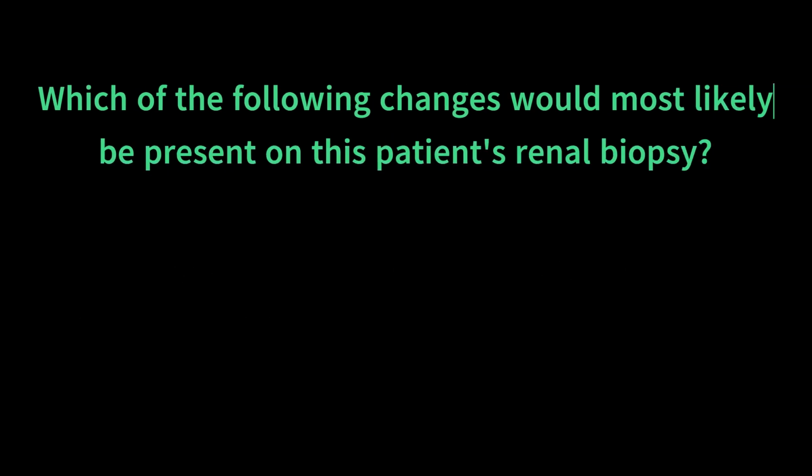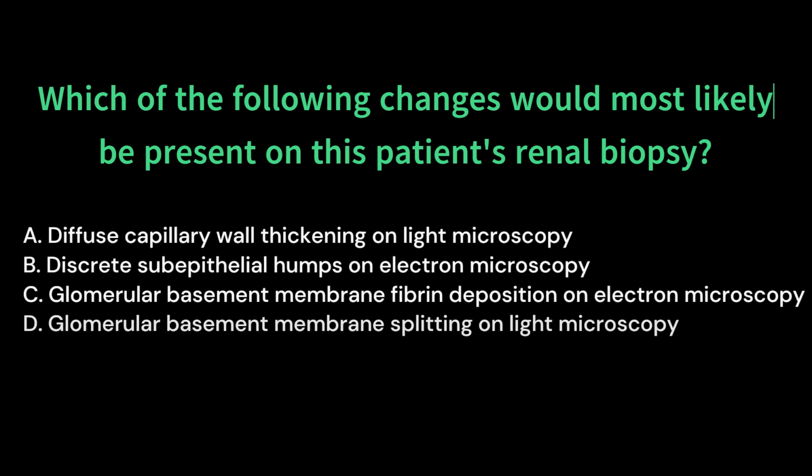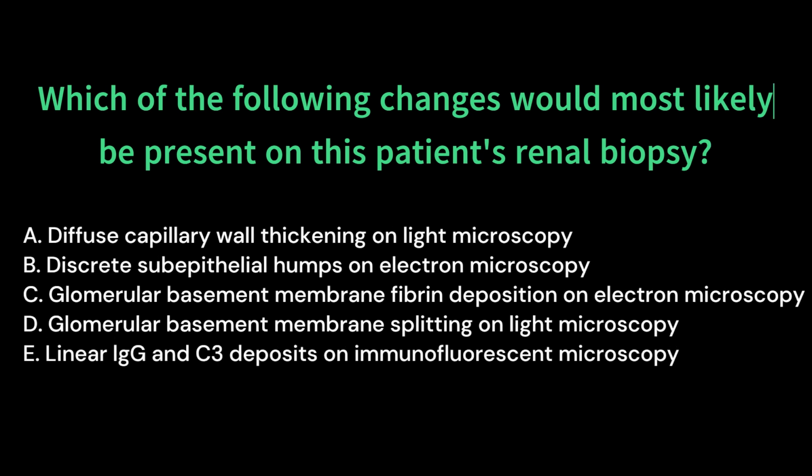Your options are: A. Diffuse capillary wall thickening on light microscopy. B. Discrete subepithelial humps on electron microscopy. C. Glomerular basement membrane fibrin deposition on electron microscopy. D. Glomerular basement membrane splitting on light microscopy. E. Linear IgG and C3 deposits on immunofluorescent microscopy. You have 15 seconds to type your answer in the comment box.